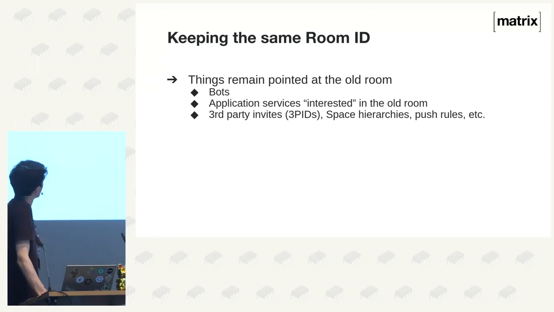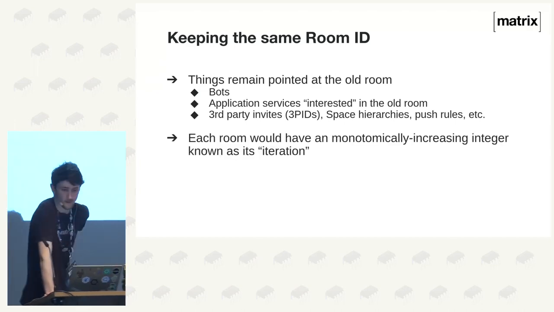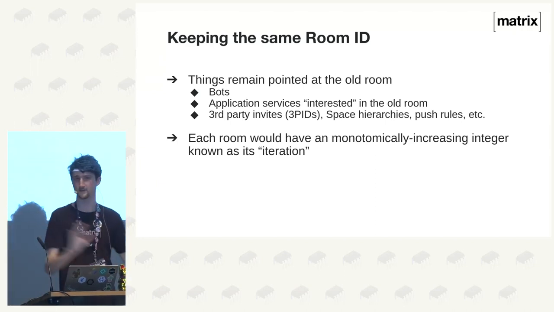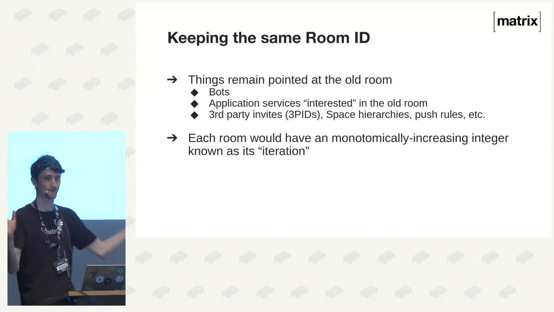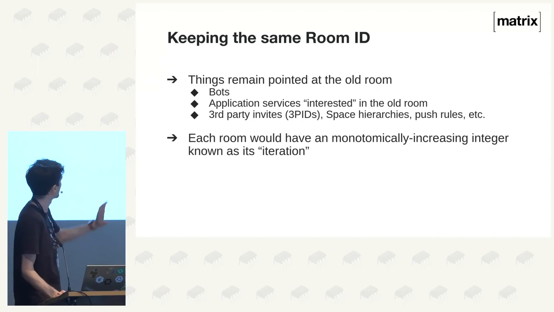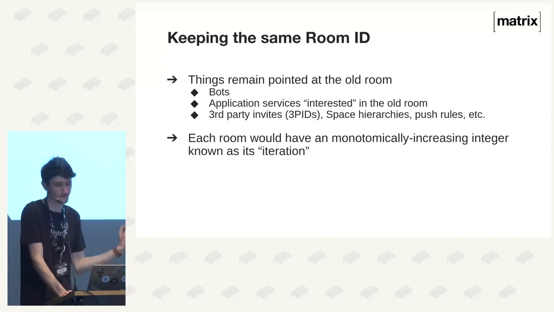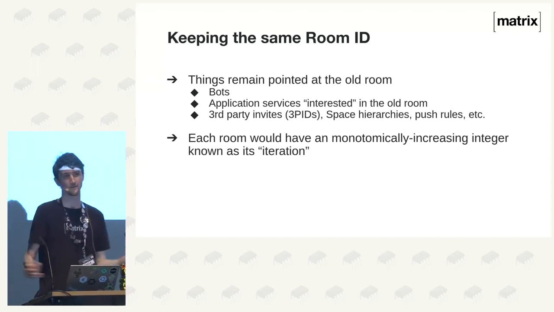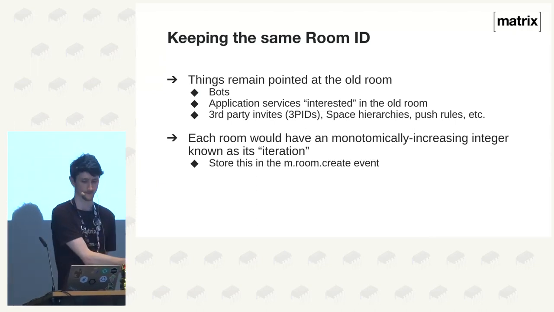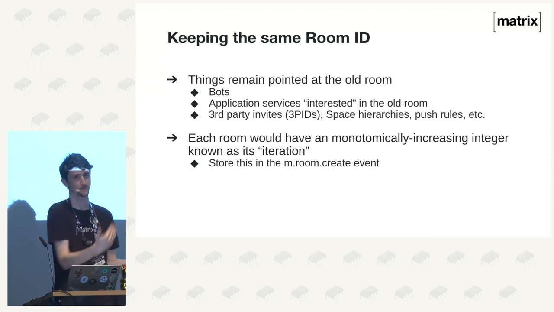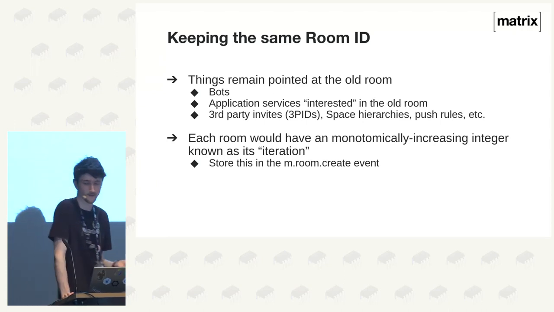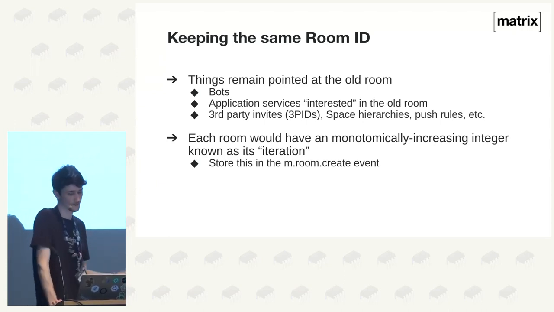Well, you've probably already read the title of the slide. When a room is upgraded, that new room will have the same room ID as the old room. How does that work? Well, each room can still be directly identified by a monotonically increasing integer, 1, 2, 3, 4, that we call an iteration. And we store this in the create event of the room, perhaps under a new iteration field. Storing it in the create event prevents it from ever being modified, and all the home servers in the room can see it, and they can agree on it.